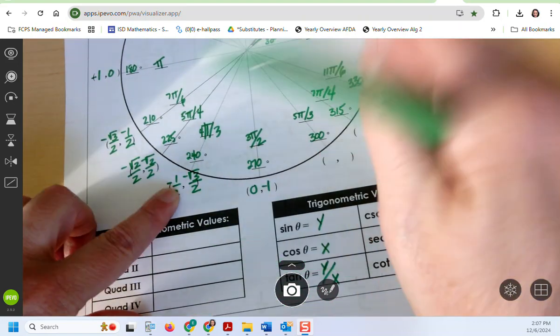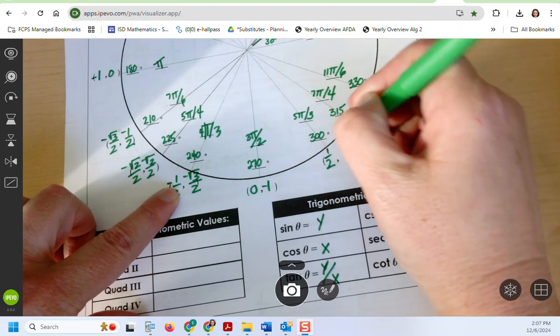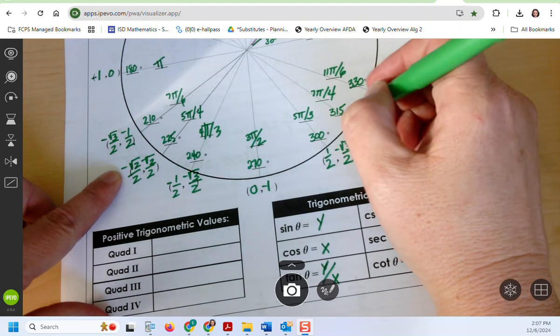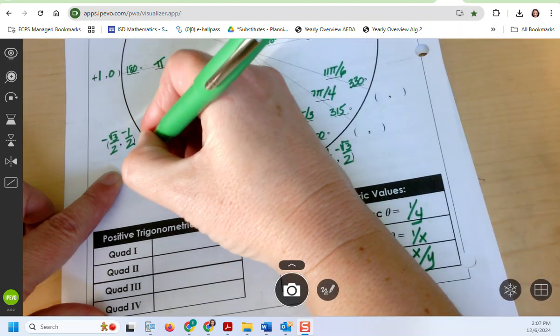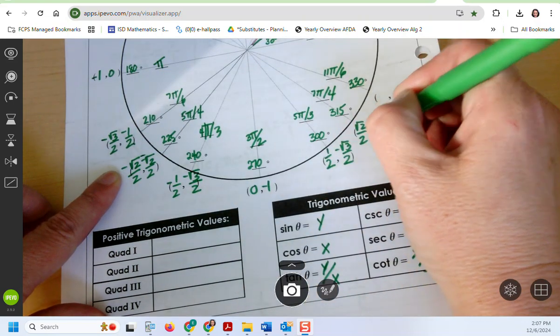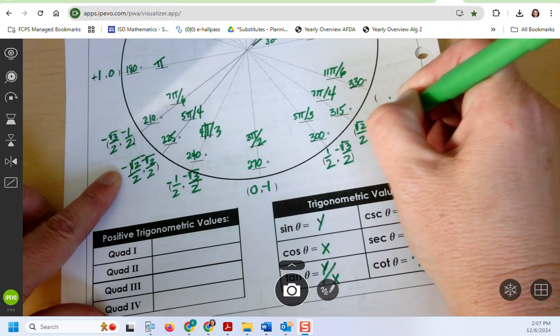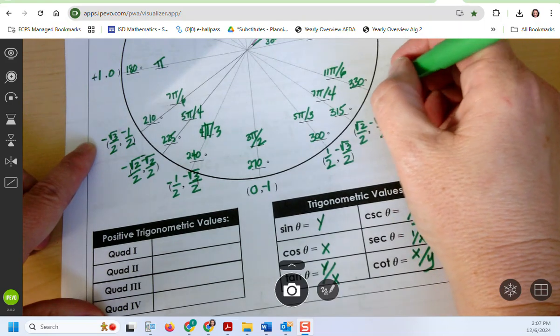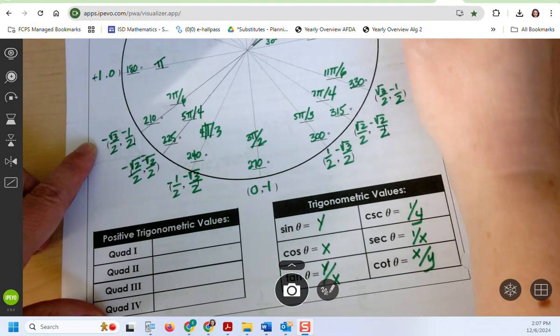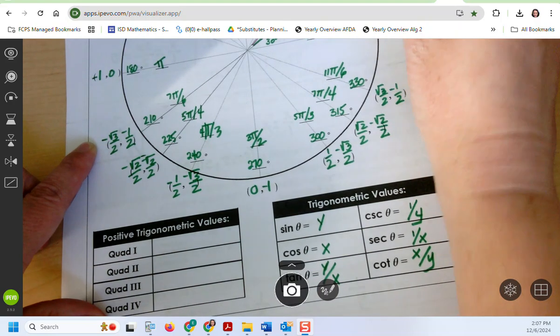Okay, now make sure your reflections are done correctly. This one reflects from this point. So this would be 1/2 and then -√3/2. This one is the middle one, and so I kind of lost my negative there. So √2/2, -√2/2. And then here, √3/2, -1/2. And finally up here, 1, 0.